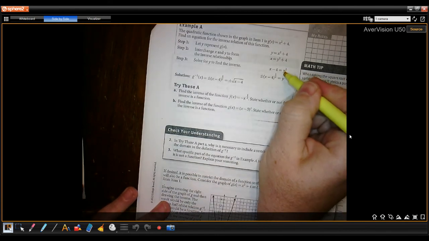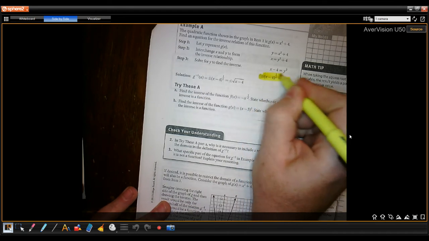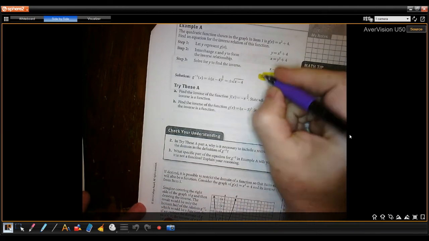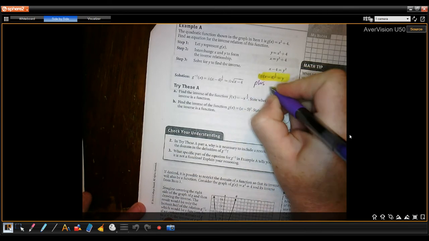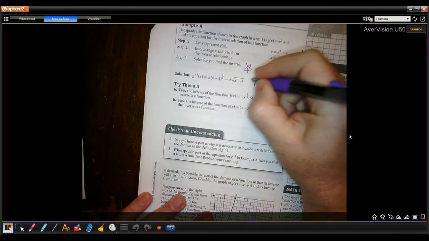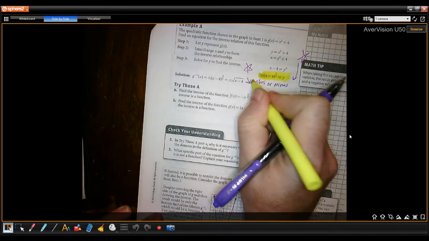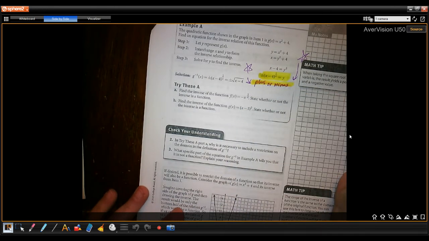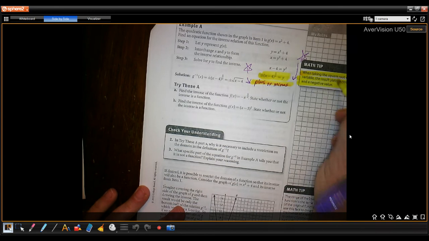Now this is really important, and this goes back to what I retaught that one lesson a couple days ago. When you solve for y, that's when you do the plus or minus, right? So really important right here. Plus or minus. So important. It says when taking the square root of a variable, the result yields a plus or minus. Oh yeah, this whole box is awesome.